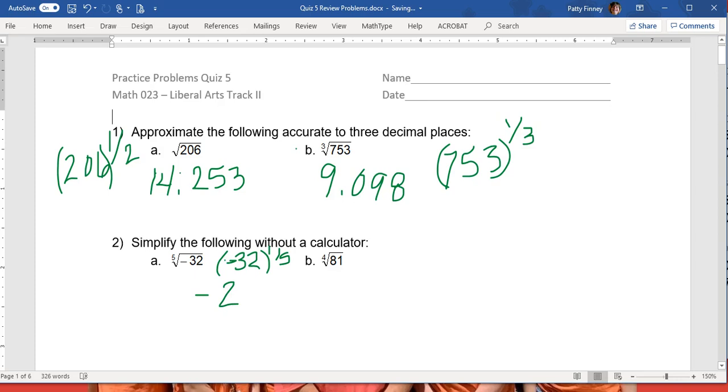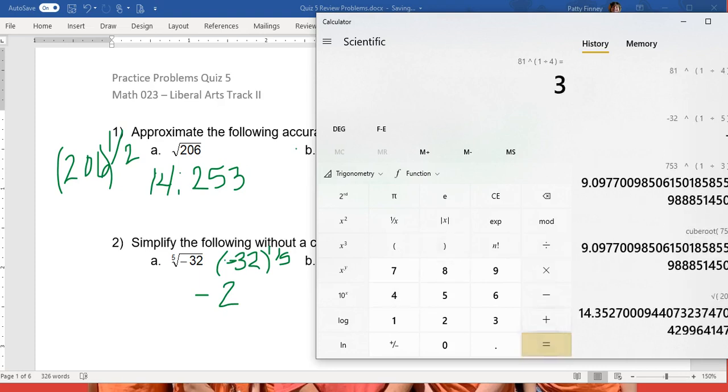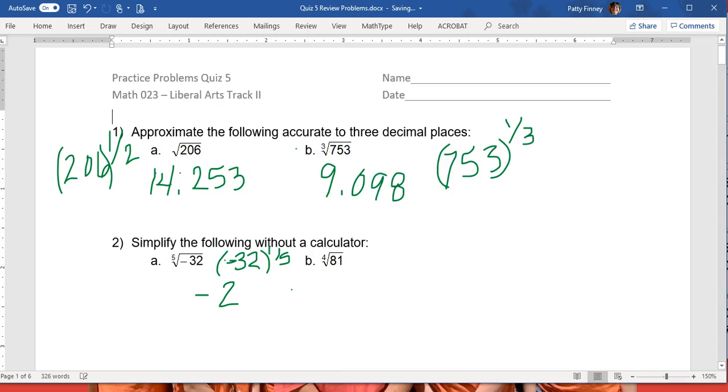Okay, then I have the fourth root of 81. So on my calculator, I've got 81 to the parentheses 1 divided by 4. I've got to put it in parentheses because my calculator isn't like the fancy ones at school that know to do the order of operations, that know you want it to be an exponent as a fraction. So there's those two answers.